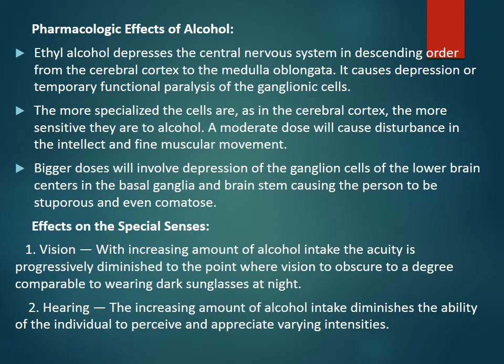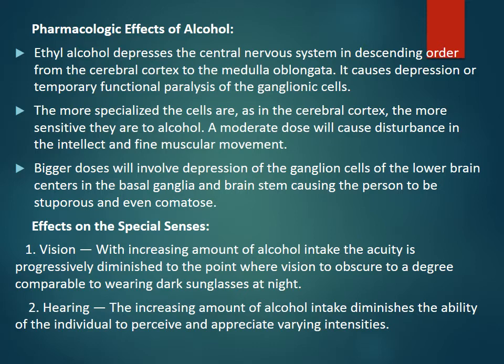Now let's go to the pharmacologic effects of alcohol. Ethyl alcohol depresses the central nervous system in descending order from the cerebral cortex to the medulla oblongata. It causes depression or temporary functional paralysis of the ganglionic cells. The more specialized the cells are, as in the cerebral cortex, the more sensitive they are to alcohol.